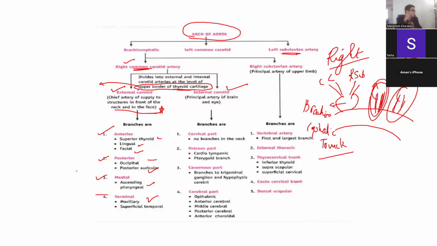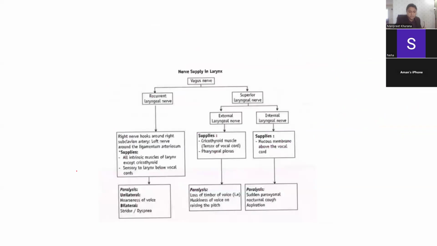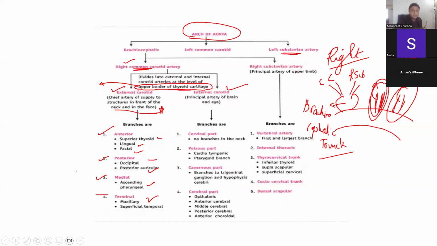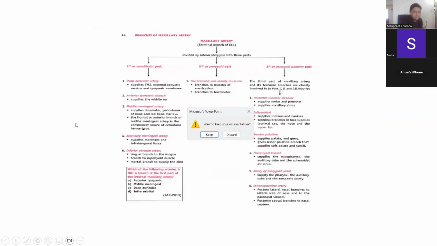Superficial temporal, this is the temple region, the squamous part of the temporal bone. In this temporal region, which artery is there? Superficial temporal. And here there is the maxillary artery, which supplies the various structures of the maxilla. I'll just close this diagram so that you don't cheat. Now I'll be asking questions.